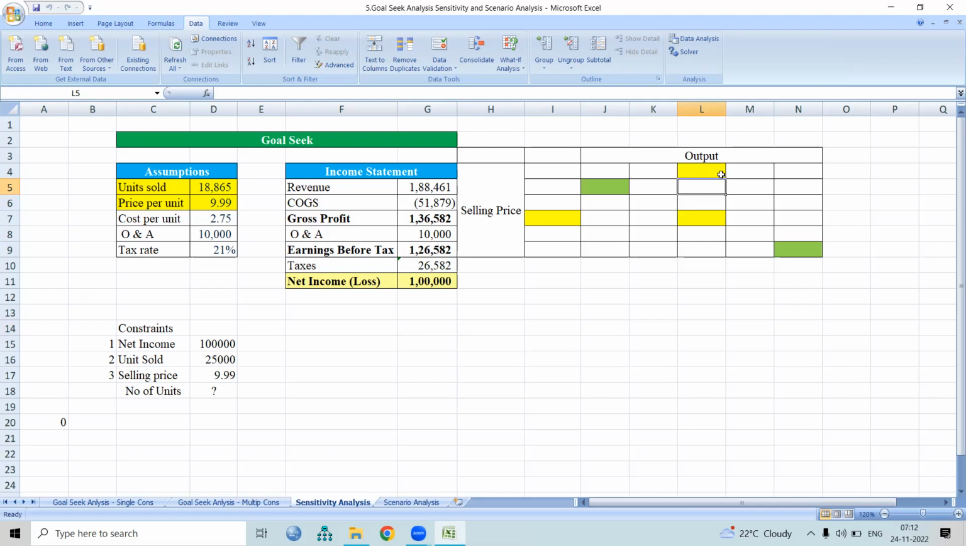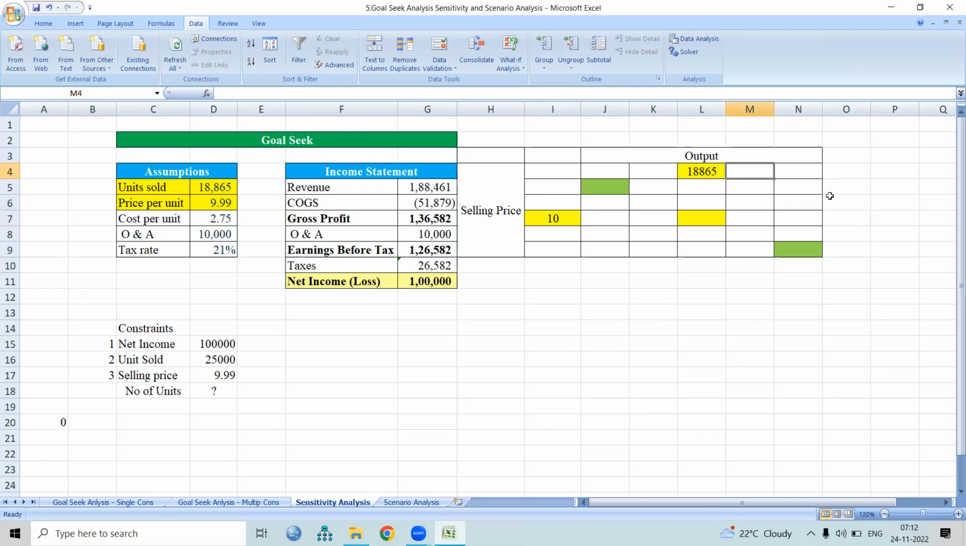Whether profit is sensitive towards the selling price and also the number of units sold, that is output. So what we do here, we'll prepare a sensitivity analysis table, and then based on that, we can find out how profit is sensitive to output and selling price. So the output, let's consider 18,865, the answer we have got here. Price per unit, let it be 9.99. So shall we round up this 9.99 to 10? Yes.